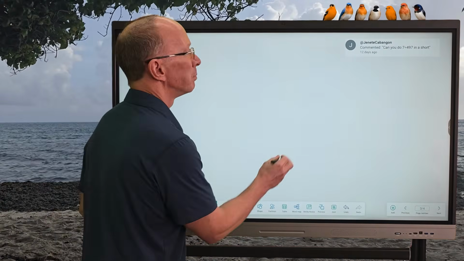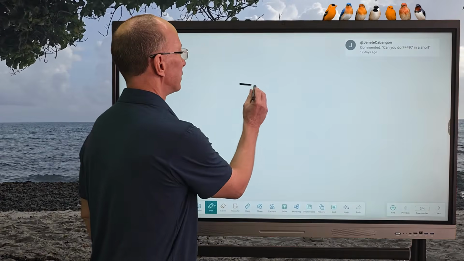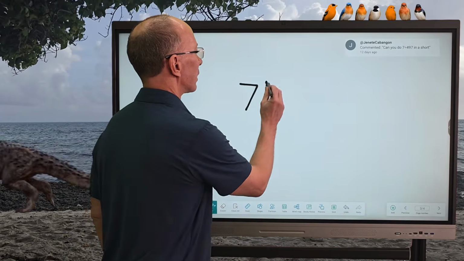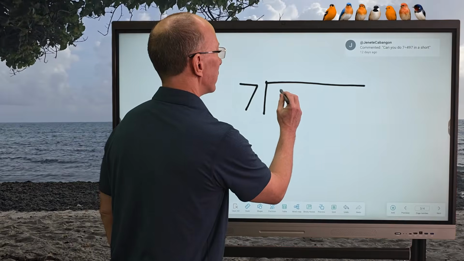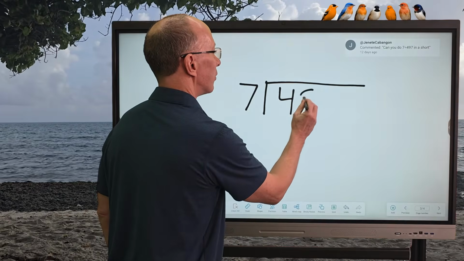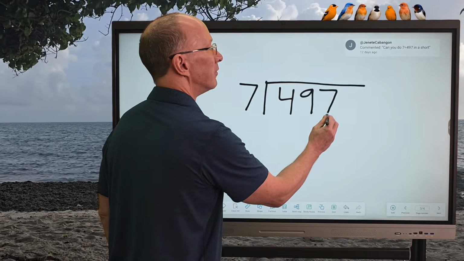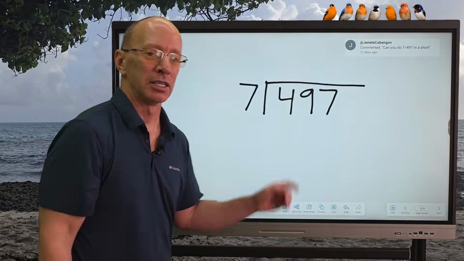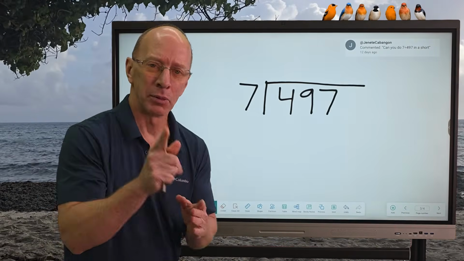Let me go ahead and get the pen tool. And we have 7. And then we got 497 right here. 497 divided by 7. So for this one, I'm going to see if you know your multiplication.